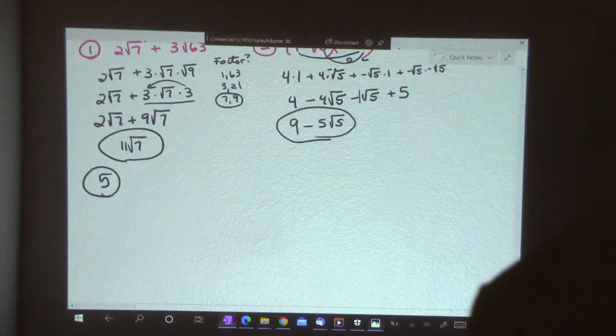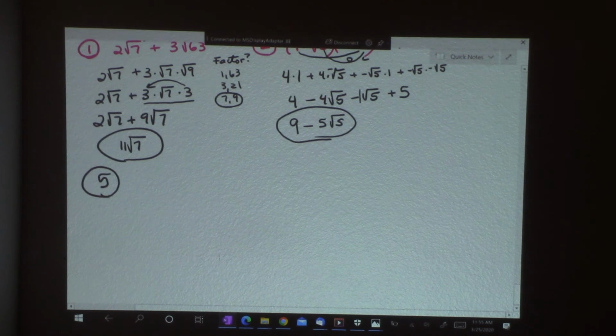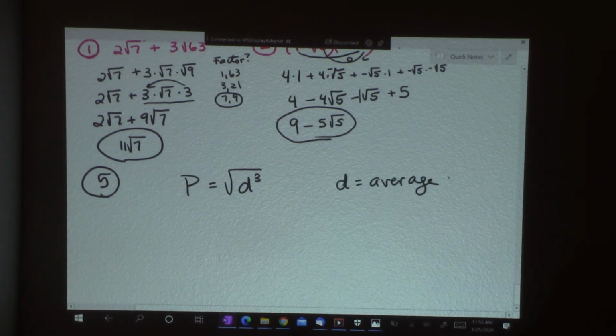Okay, so that's the problem. Let's go back here. This is number 5. What was important from what I said? The formula for the period is the square root of d cubed. All right? And d equals the average distance to the sun. And it's in AU, we call it.